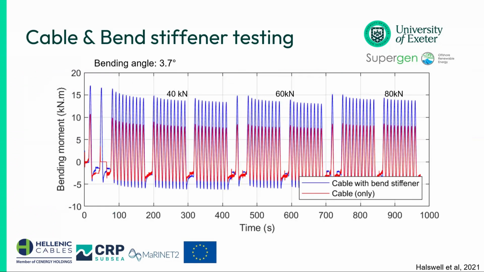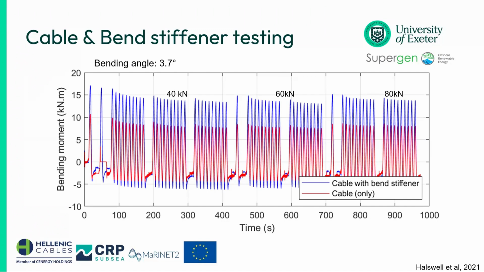But what's actually better to see is for a regular cycle. We've given it a bending angle of 3.7 degrees and then measured the bending moment at the same time. And for those cycles, you can see with and without the bend stiffener. So if you've only got the cable, the test rig basically has to afford just under 10 kilonewton meters to reach the 3.7 degrees.